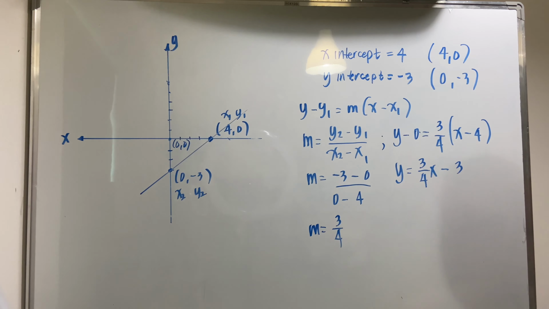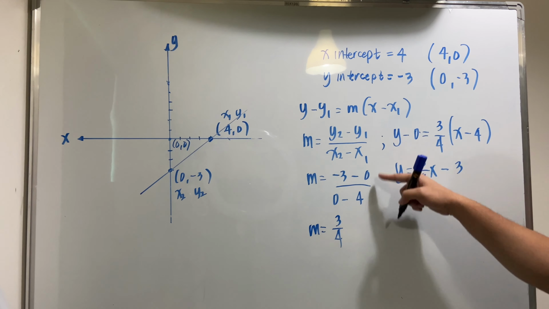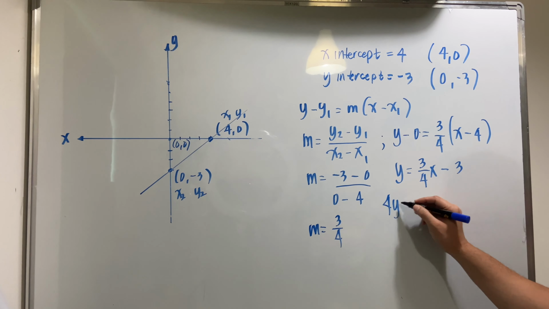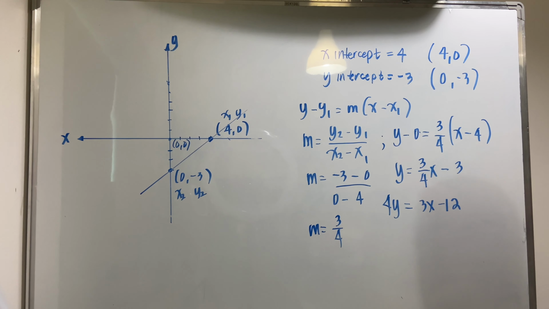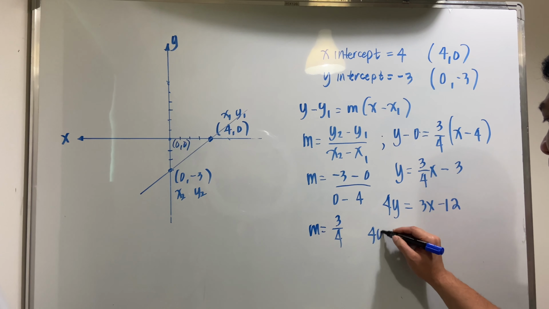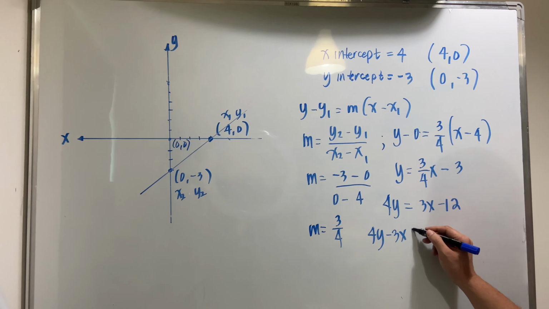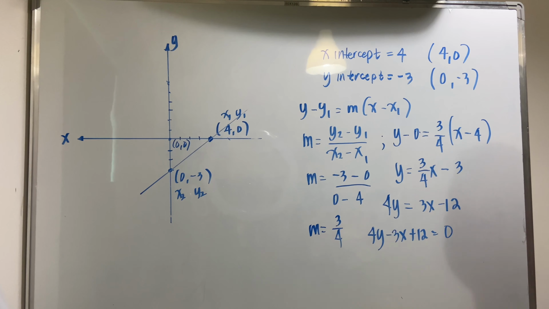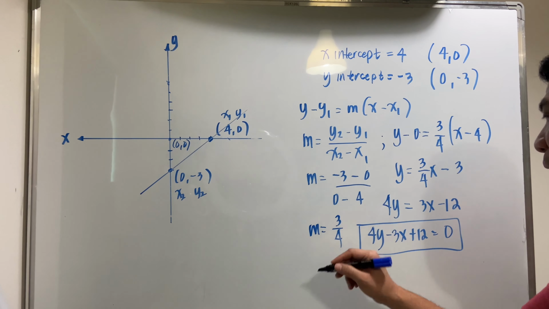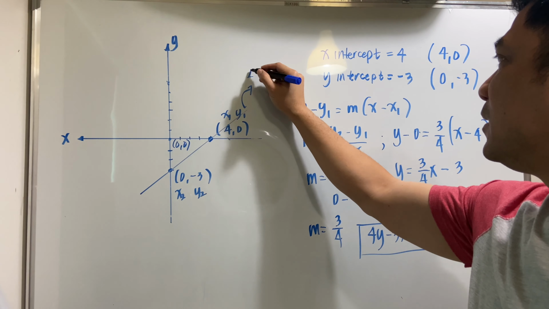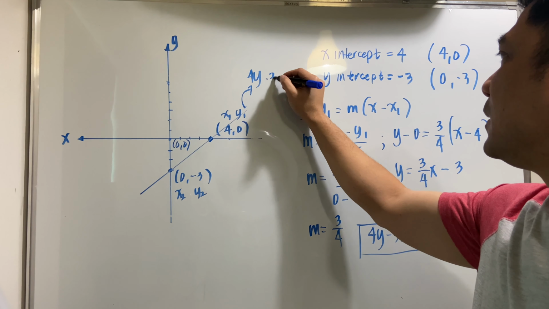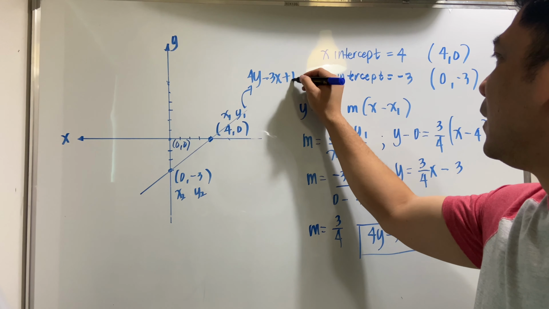So if you want to simplify this further, just multiply all terms by 4. So 4y is equal now to 3x minus 12. So we'll have to make it in our general form. So we have 4y minus 3x plus 12 is equal to 0. So this is the equation of the line. So that means this line has equation which is 4y minus 3x plus 12.